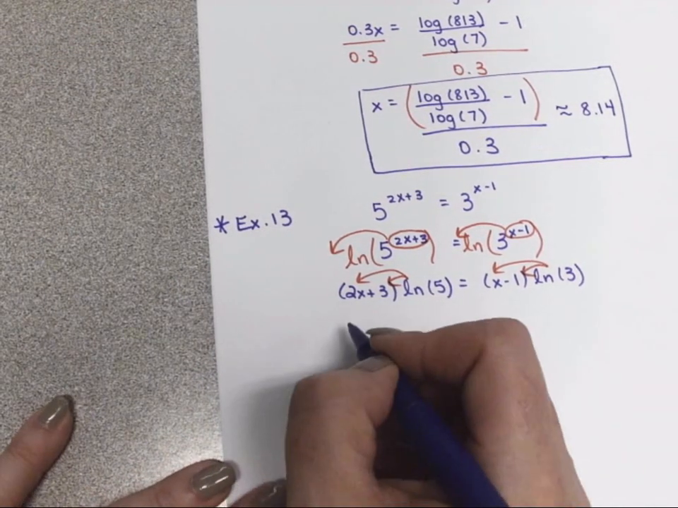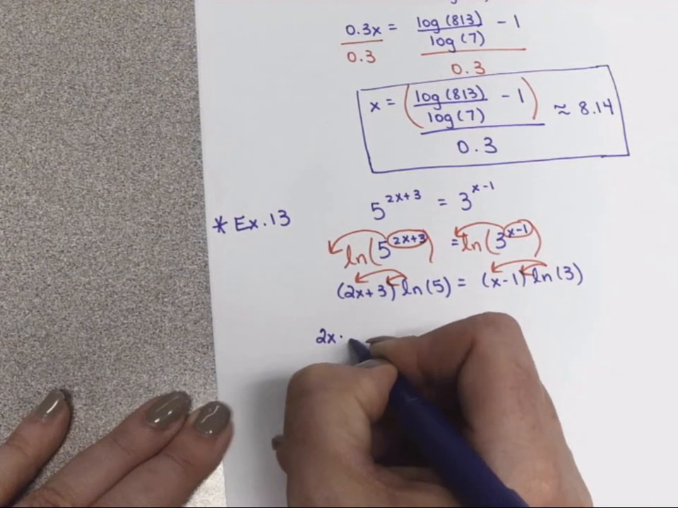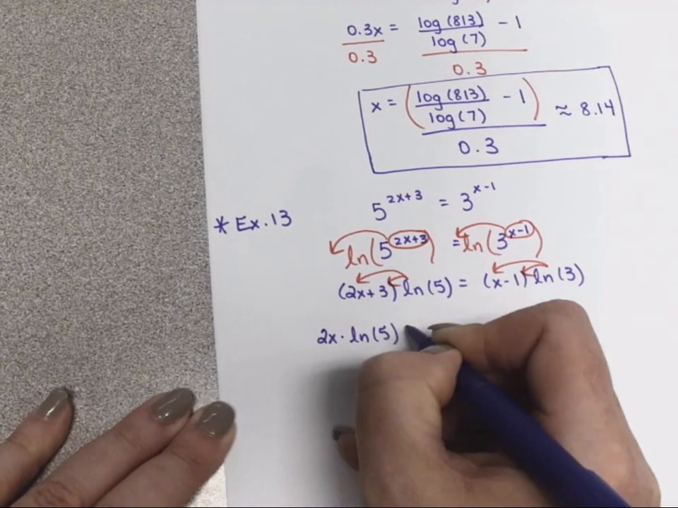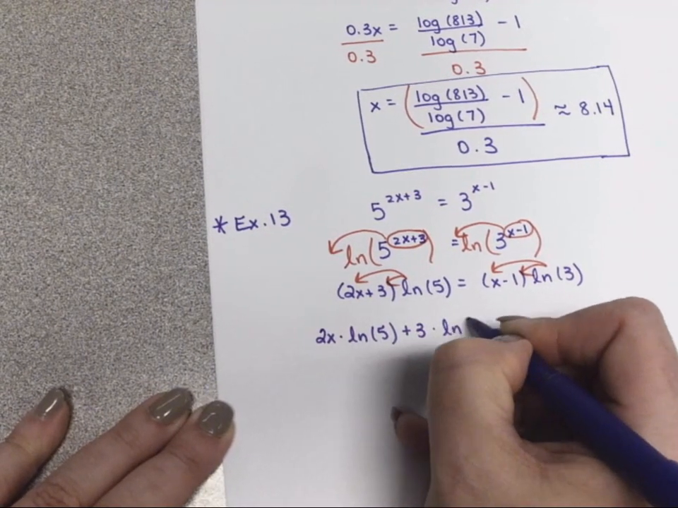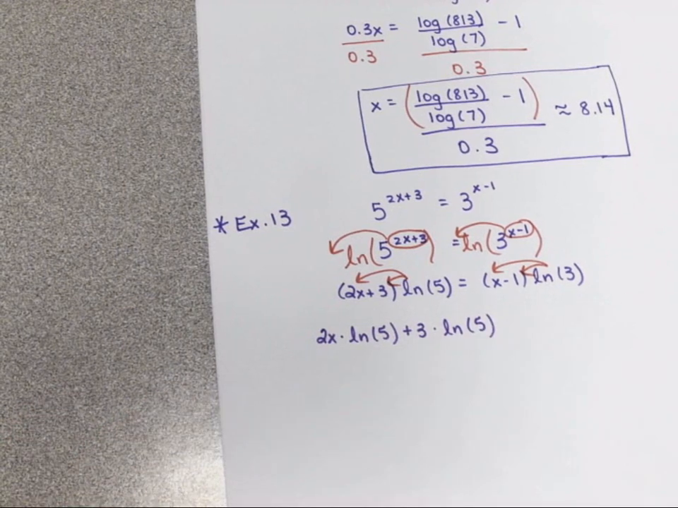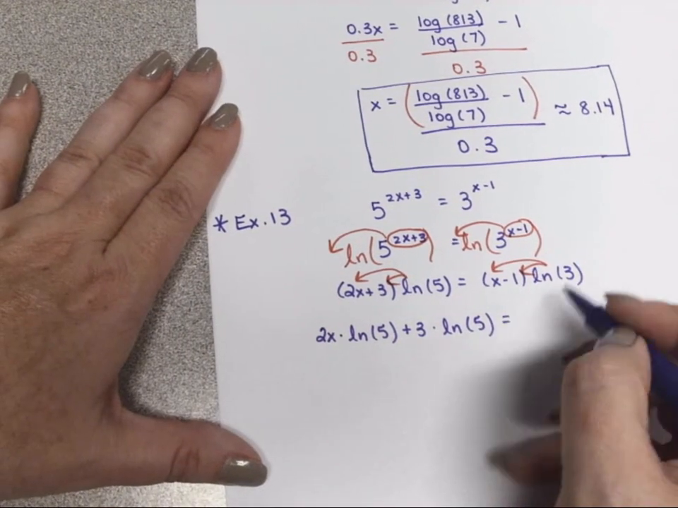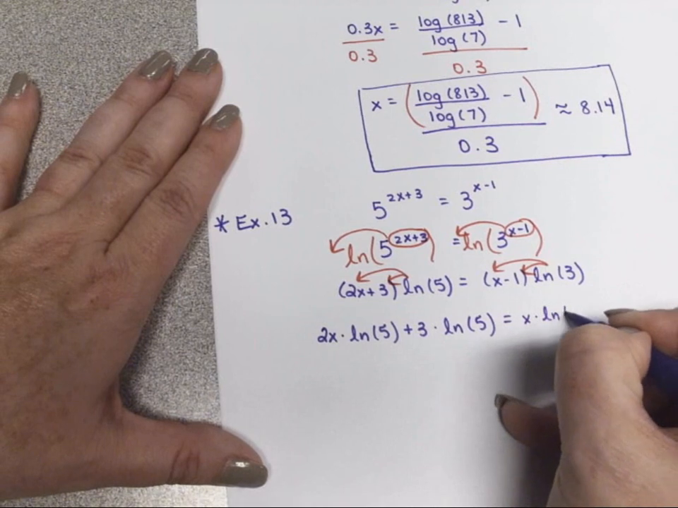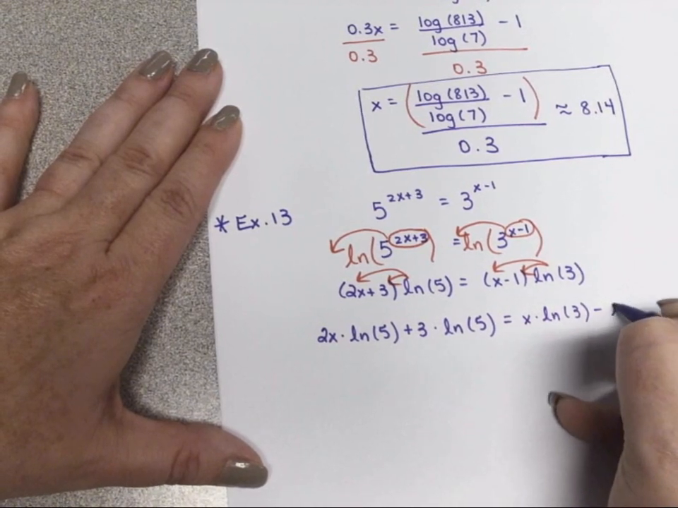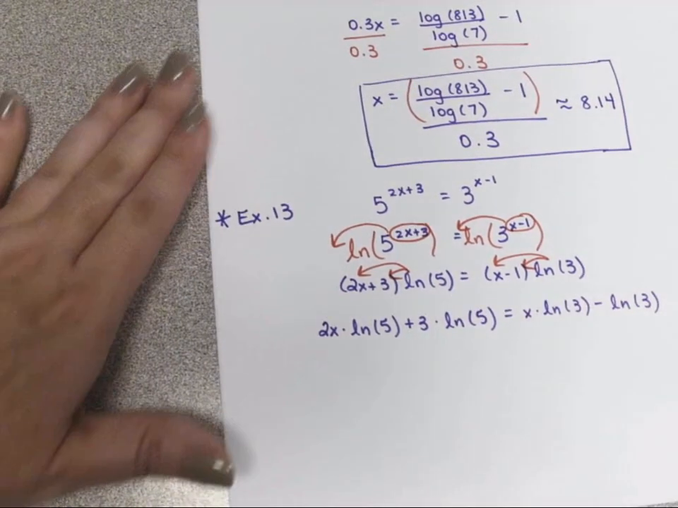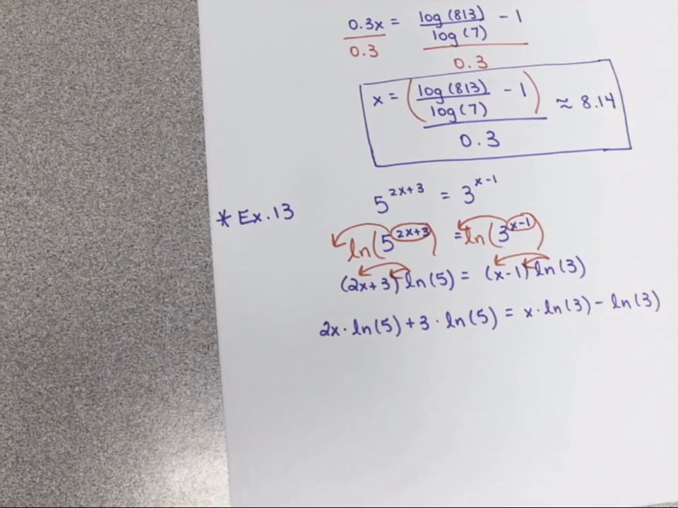So I'm going to just go ahead and write it out just like it is. 2x times ln of 5 plus 3 times ln of 5. Notice both things got the ln of 5. And the same thing's going to happen on the right. I'm going to get x times ln of 3. Both things are going to get the ln of 3. ln of 3 times 1 is just itself.